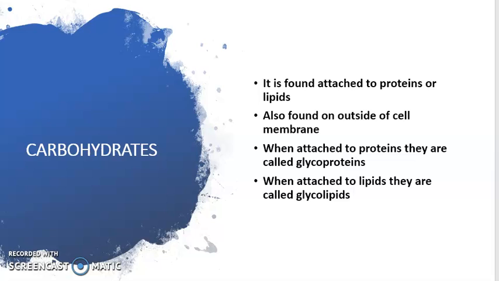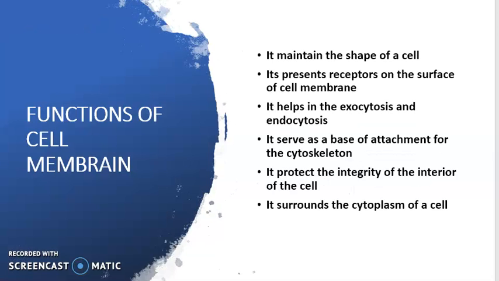So we have the functions of the cell membrane. It maintains the shape of a cell. It presents receptors on the surface of the cell membrane. It helps in exocytosis and endocytosis. It serves as a base of attachment for the cytoskeleton. It protects the integrity of the interior of the cell, and it surrounds the cytoplasm of a cell.